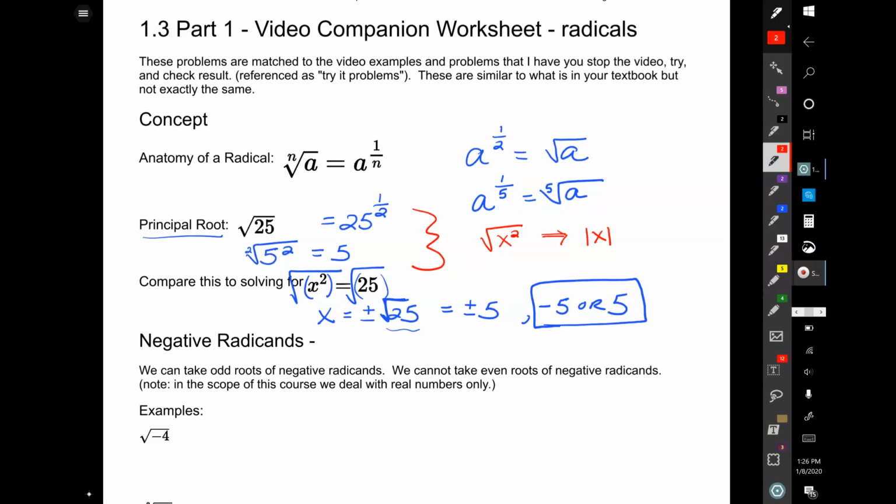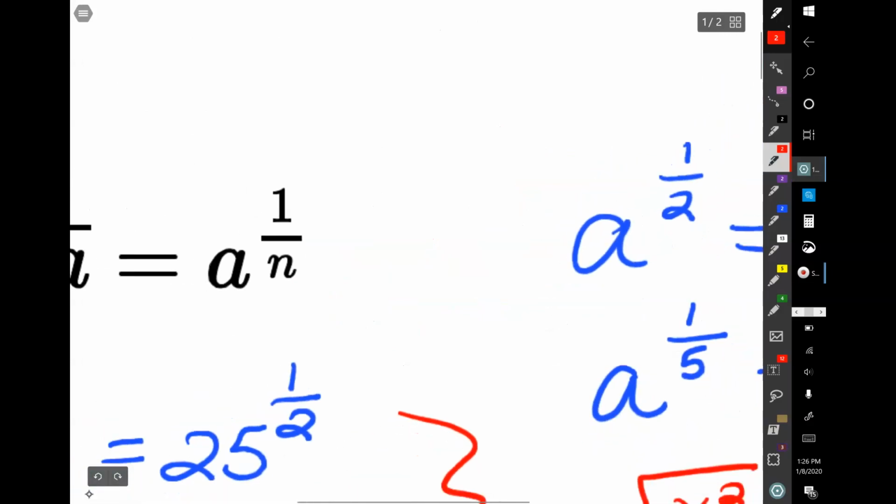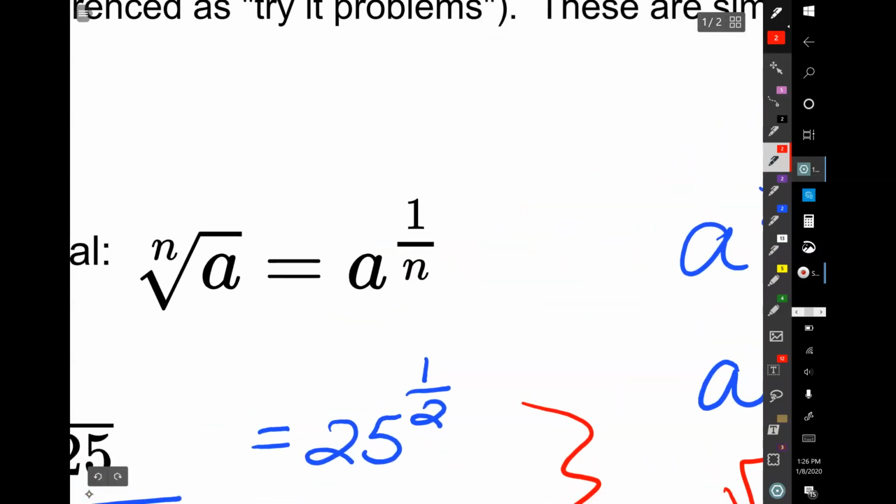One other thing I want to talk about, back at the top of the page where I talk about anatomy of a radical, and we have, I'm just going to make this a little bigger here, the nth root of a equals a to the 1 over n. So that's written on your paper. And I just want to label some of the things. This nth root, what we call that is the index that I referred to earlier. So you might want to label that.